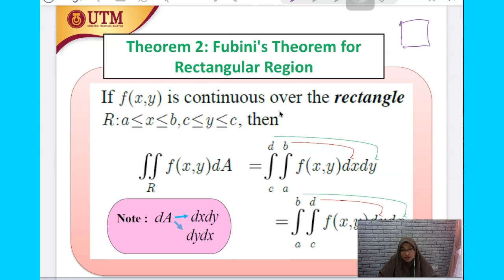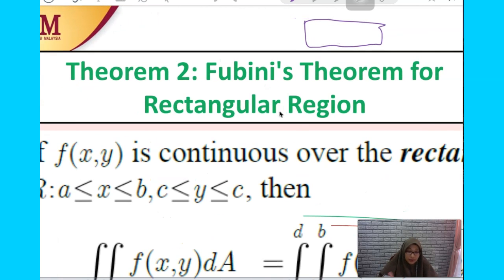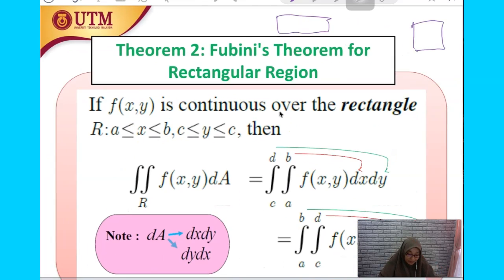Or we can also have a non-rectangular region. So non-rectangular region, maybe you have a circle, maybe you have a triangle, and maybe you have the region coming from the intersection between some curves where they are not straight lines.